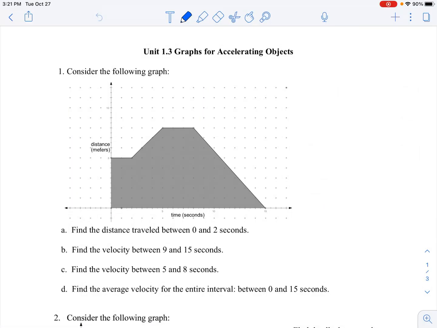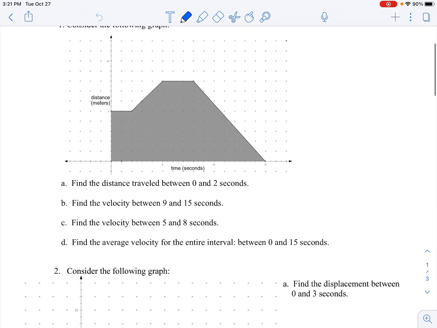In this section of notes, we'll be looking specifically at graphs for accelerating objects. We're going to warm up, though, by looking at a graph for a non-accelerating object. Here I've got a distance. Actually, I should call this a position time graph.